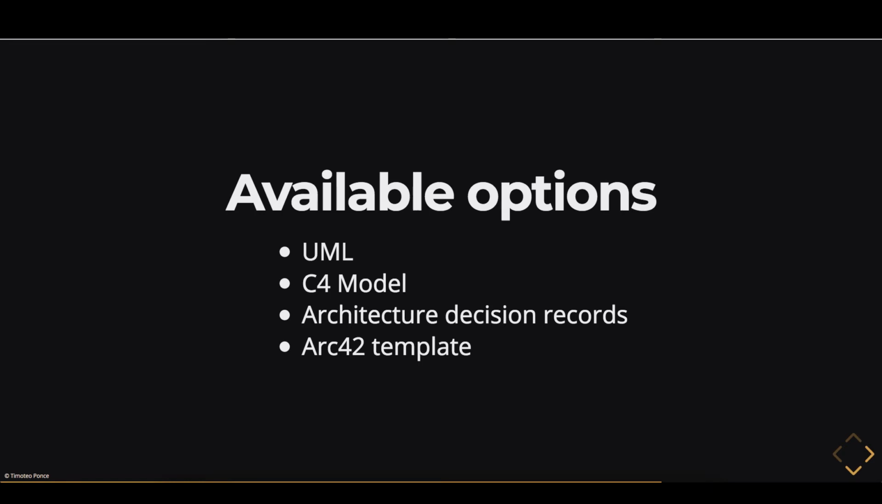The C4 model is a visual aid for describing components and relationships. It's meant to be simple, and it's gaining popularity among developers. Architecture decision records are structured logs, in text, of architecture decisions. It's a great way to document the evolution of a system. This has been proposed by ThoughtWorks, and it's currently used by Cognitect, the company that created Clojure.